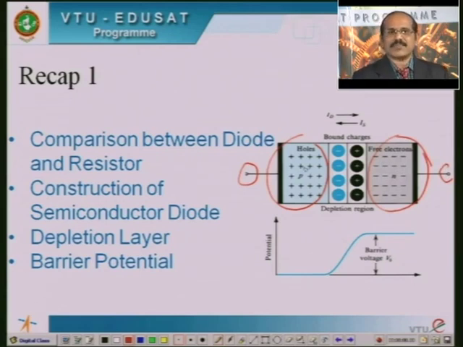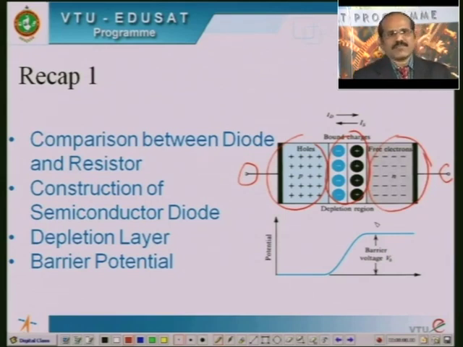In between this P and N layer, you can see that there is a region called the depletion region. This is the region which is depleted of the free charge carriers. It only contains the fixed immovable ions. And depending upon this depletion region, we will have a corresponding barrier voltage.